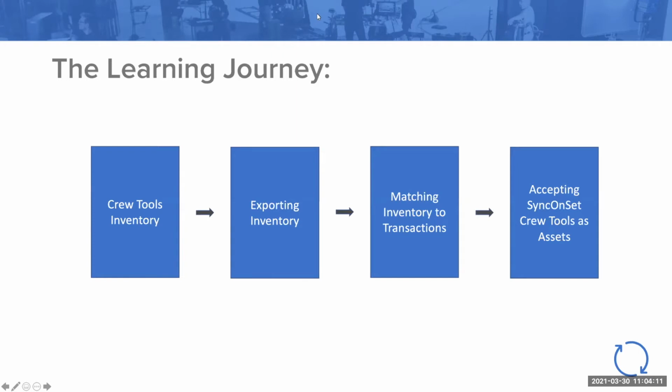Today, we will be covering exporting from Crew Tools over into AssetHub. So to start off, we will begin in Crew Tools and we'll take a look at the inventory index in there. Then we'll go over how to export that inventory. And then once we are in AssetHub, we'll have two options. We can either match that inventory to transactions, or we can accept that Sync on Set Crew Tools inventory as an asset. So without further ado, I'm going to go ahead and share my screen and walk you through this process. Just give me a moment here to share my screen and I will be right back with you.